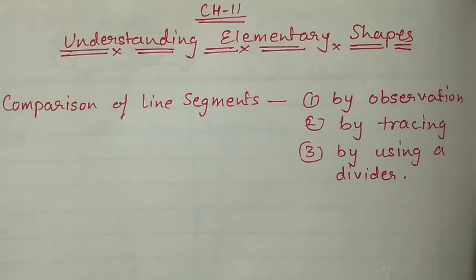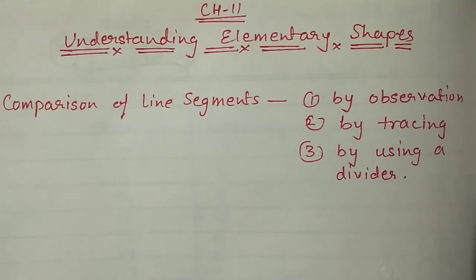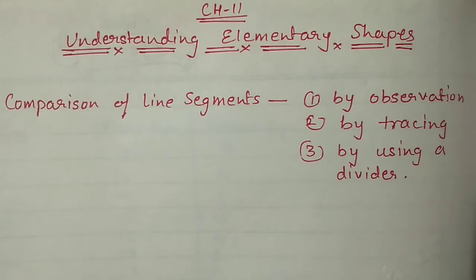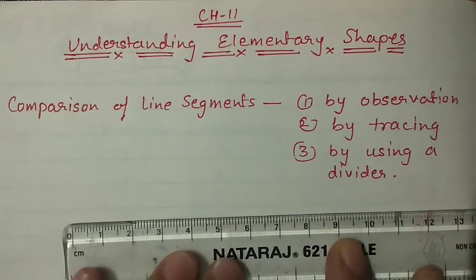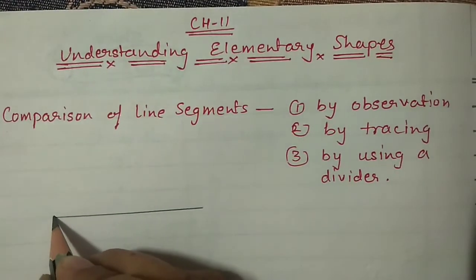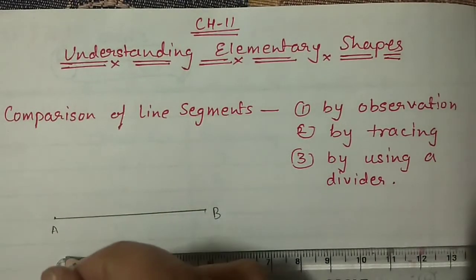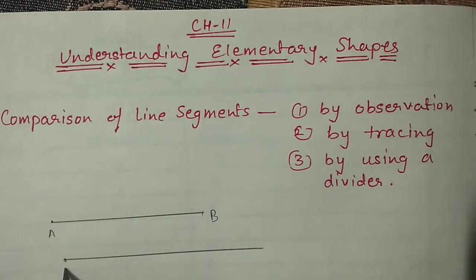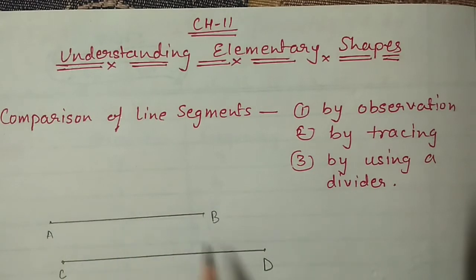So if you have two line segments, how can we compare them? First method is by observation. Directly by seeing only, we can find out which line is smaller and which line is greater. For example, if I draw here two lines, this is one line segment AB and one more line segment CD. Now by observing only we can say CD is lengthwise greater than AB.